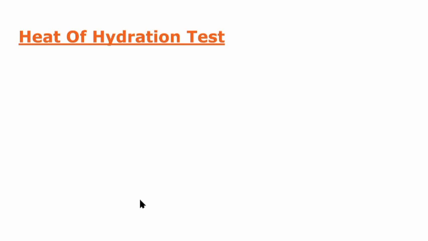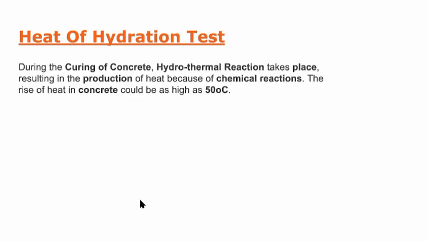Next we have the heat of hydration test. During the curing of concrete, a hydrothermal reaction takes place resulting in the production of heat because of chemical reactions. Sometimes the heat is so great that it may cause the temperature of the concrete to increase by 50 degrees Celsius, which could be harmful for the concrete in mass concreting. The heat of hydration test is generally carried out for low heat cement, since it is used for mass concreting works.